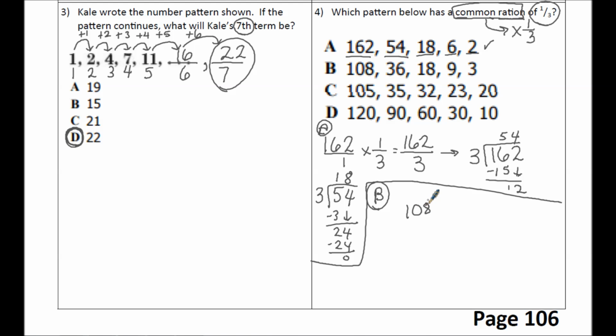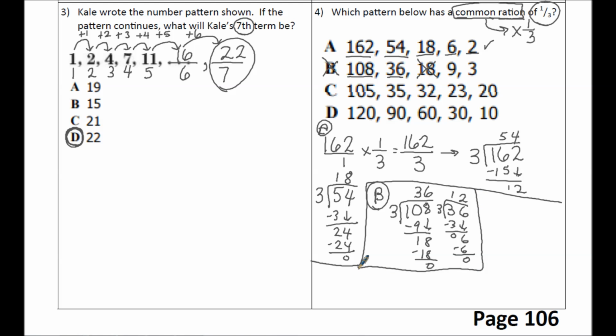So B starts with 108. So we're going to divide by 3, and 3 goes into 10 3 times with 1 left over, and 3 goes into 18 6 times with none left over. So our first term is 108. When we divide by 3, we get 36. So sometimes we divide by 3, and the first two terms work for all of them. So when we divide again, we get 12 though. And we see that the next number is 18, not 12. So B is not correct.